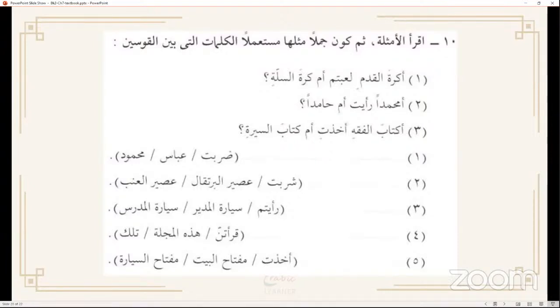السيارة المدير رأيتم أم سيارة المدرس. Well done, Sister Asma. Well done. Number 4. Okay, I'm repeating again for others. Number 3. السيارة المدير رأيتم أم سيارة المدرس. Okay. Number 4.